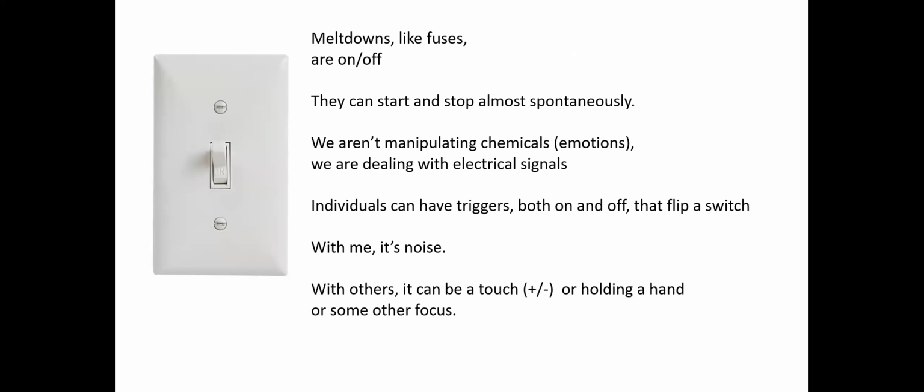Like a fuse, it's on and off. They can start spontaneous and they can stop almost spontaneous. We aren't manipulating chemicals, like increasing the amount of chemicals in our body and then slowly decreasing them, like you do with a temper tantrum. Individuals can have triggers both on and off that flip a switch. With me, it's noise. Noise will set me off spontaneously. With others, it can be a touch to calm them down. Like people will say to our children, oh, well, they stopped spontaneously because so and so held their hand. And I'm like, yeah, but that's the way it works.